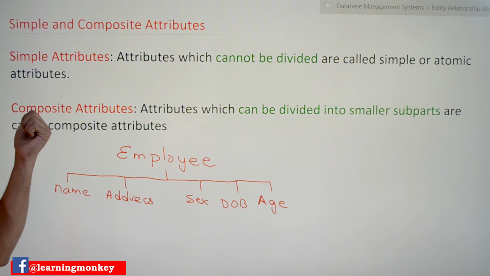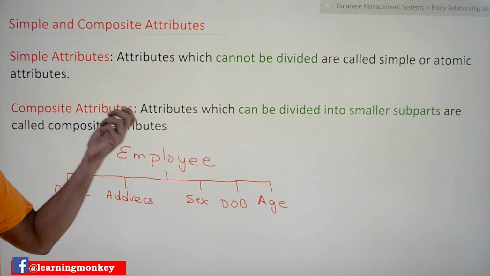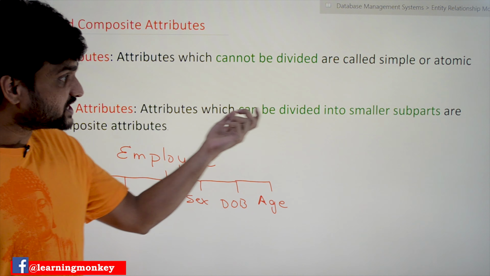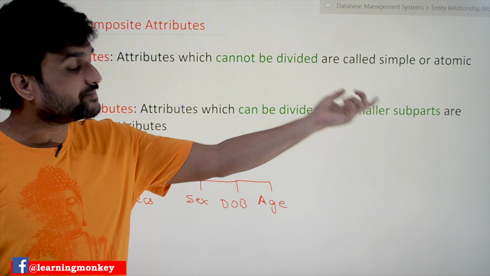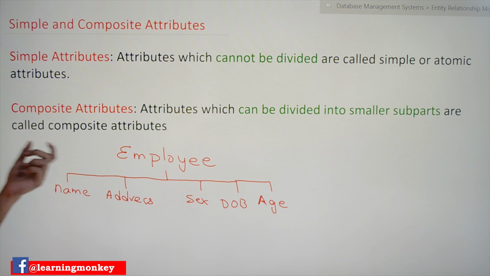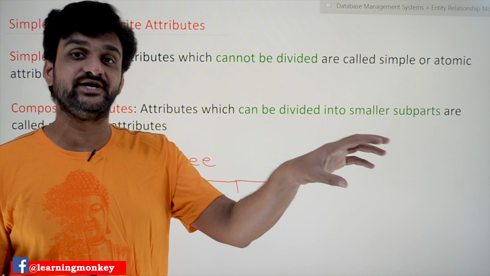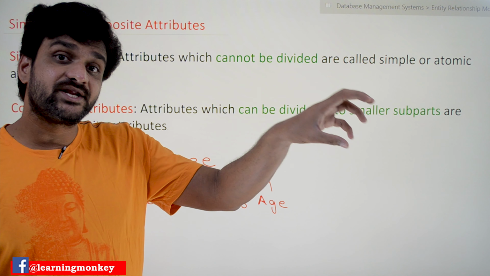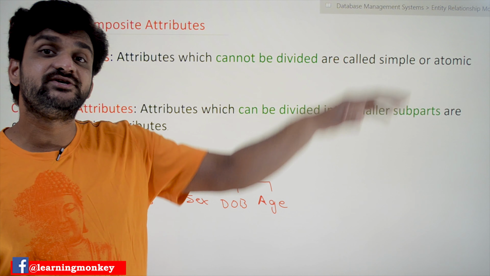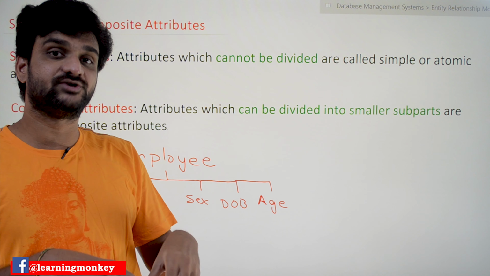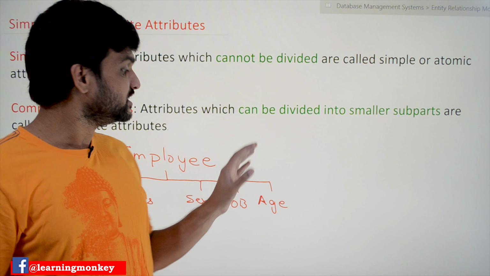The other attribute is composite attribute. So what is a composite attribute? Attributes which can be divided into smaller subparts are called composite attributes. So the attributes which are given to the entity type can be further divided into subparts. We'll try to understand that by using an example.